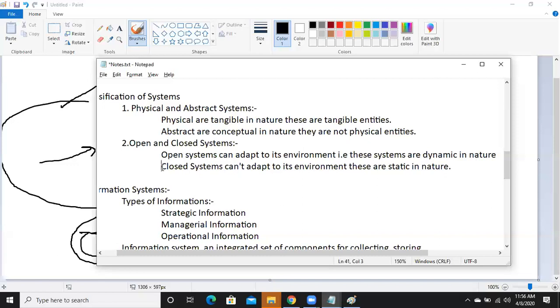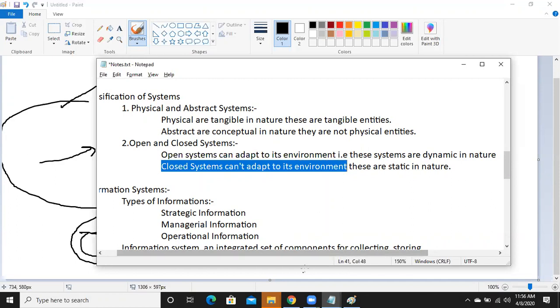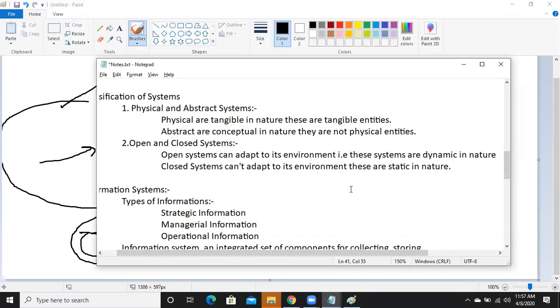Okay, now closed systems, actually those systems which do not interact with their environment. Not interacting with their environment means they are static in nature. They cannot be dynamic. They are not dynamic in nature, right? They cannot adapt to the changes in the environment.